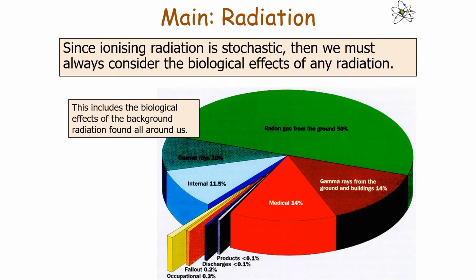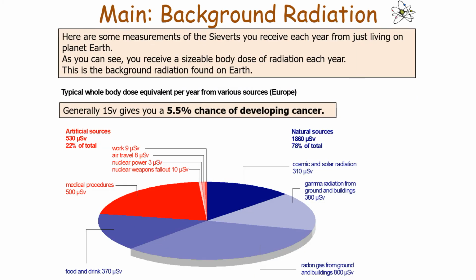Now since ionizing radiation is stochastic, we've got to always consider the biological effects of any radiation, and this includes the biological effects of the background radiation found all around us. Now here you can see some of the measurements of the sieverts you receive each year from just living on the planet Earth. So as you can see, every human does receive a sizable body dose of radiation each year, which is just the background radiation found on the Earth.